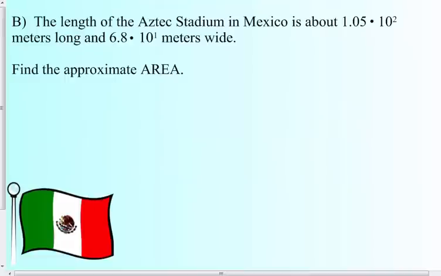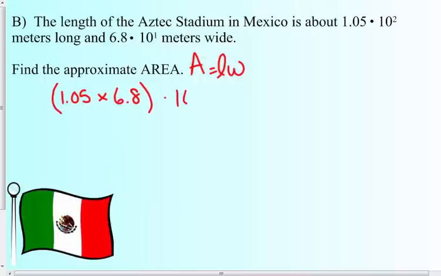Number 2. The length of the Aztec Stadium in Mexico is about 1 and 5 hundredths times 10 to the second meters long, and 6 and 8 tenths times 10 to the first meters wide, or 105 meters by 68 meters. Find the approximate area. Again, area is length times width. So I'm going to take my 1 and 5 hundredths coefficient and multiply it by 6 and 8 tenths, and then multiply my powers. 10 to the second times 10 to the first.